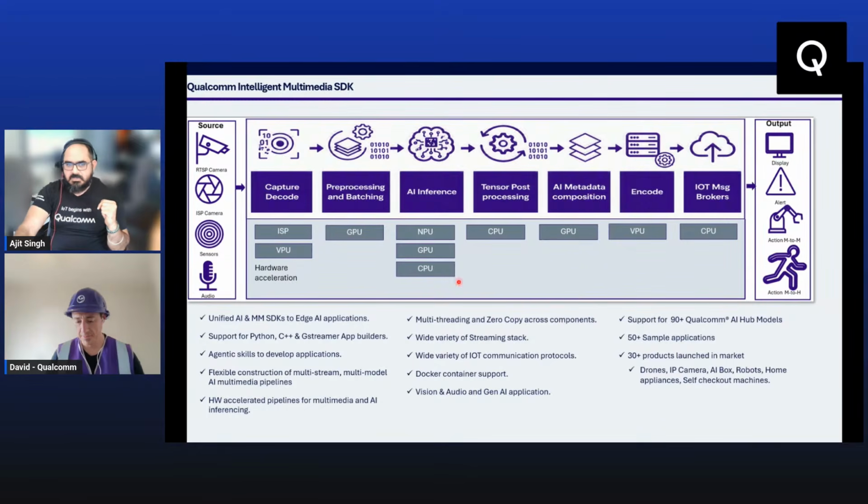Like an example, let's say even IQ9, I can decode a large number of videos, let's say 16 or 32 decode, while in IQ8 it can go up to 16 streams. So that scale up and scale down based on the SoC capabilities happens. That intelligence is built into the IMSDK.